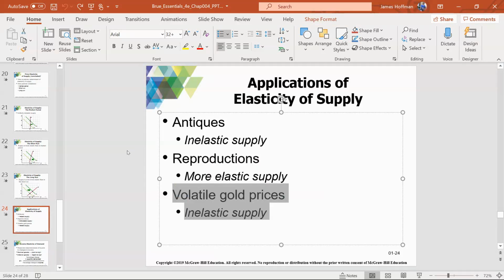And then gold, there's a finite amount of gold, and most of it's been extracted. So if there's a change in the selling price of gold, there's not much the firms can do, and that's more inelastic. So you can see how the easier it is for the firm to make adjustments to prices, the more elastic. But if it's difficult to reproduce the product, like antiques or gold, it's much more inelastic.